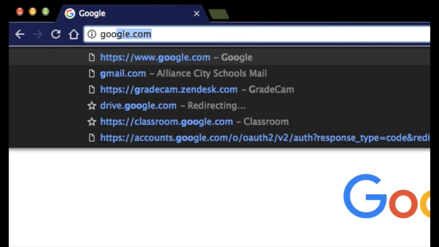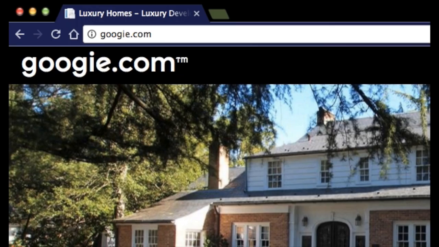Google.com instead of Googie.com. I don't know what this is.